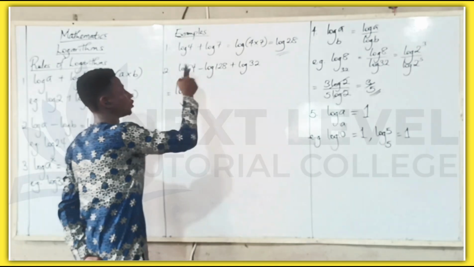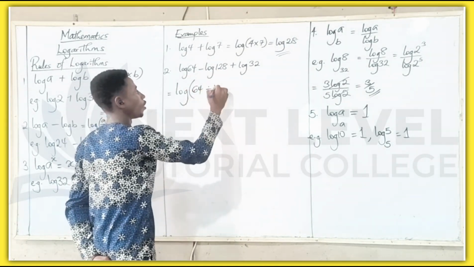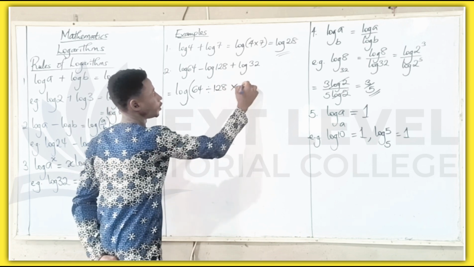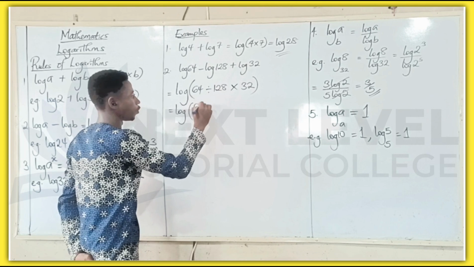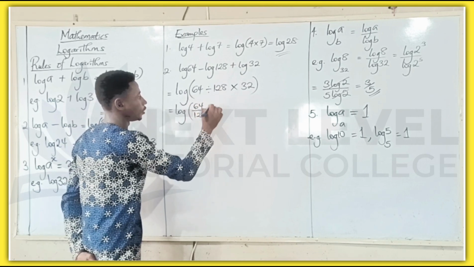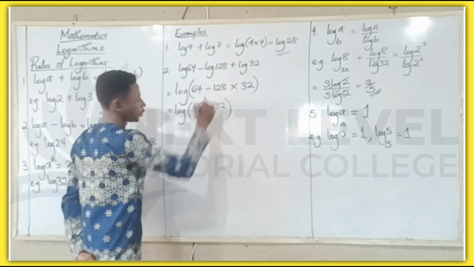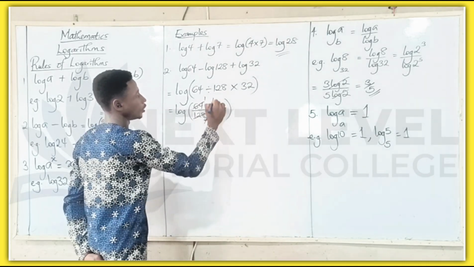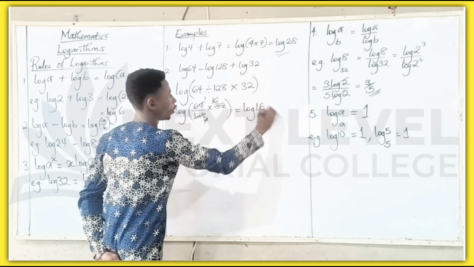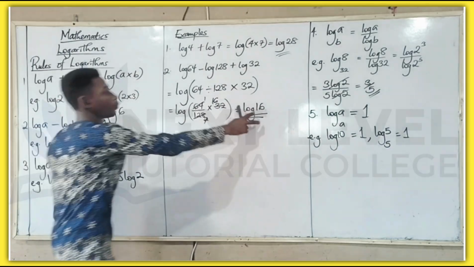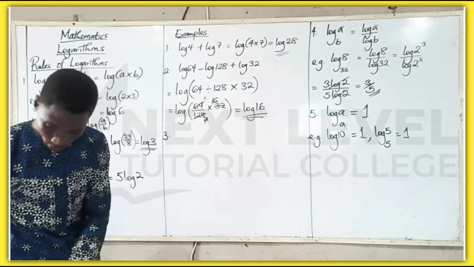Then we have 64 here, 128 here, so that will be 64 divided by 128, and plus that will be times 32. To write it in a clearer form, I can write it as 64 over 128 times 32. 64 will go here 2 times, and 2 will go in 32 16 times. So the entire value will now be log 16. So this is the simplified form of this question. I hope that's clear. We'll be moving to the next question.